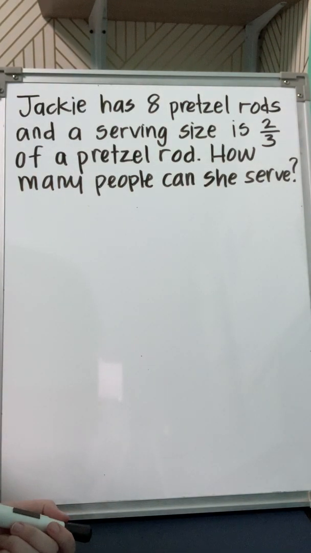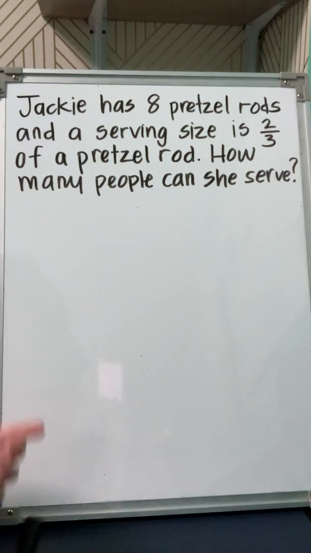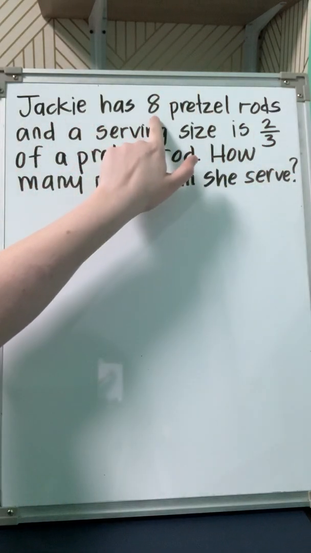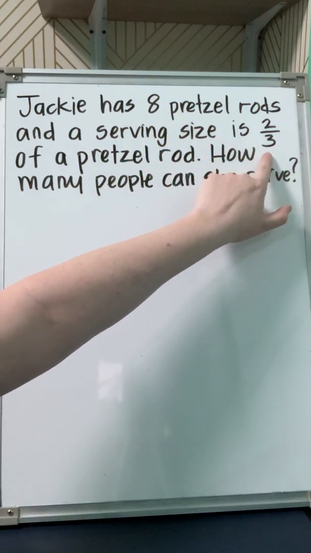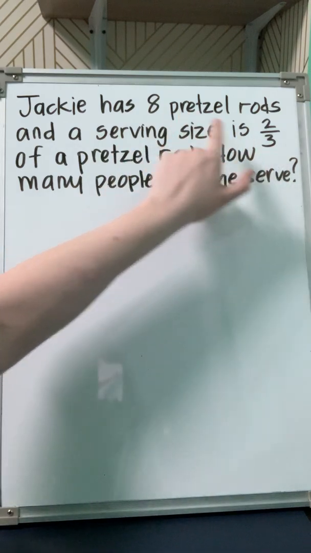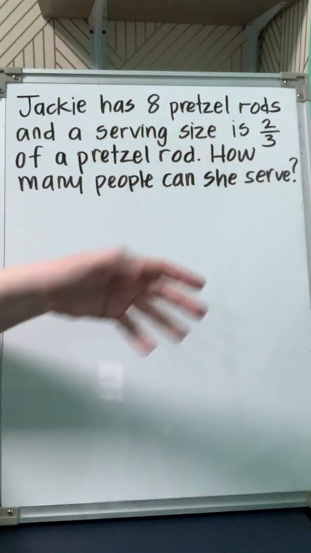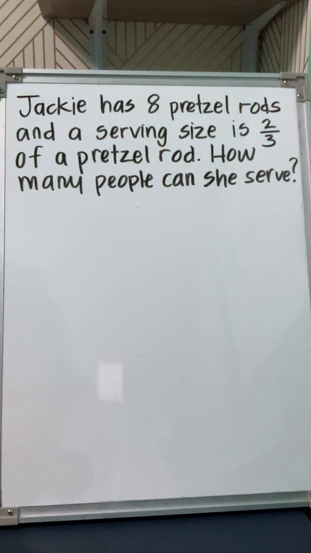So each person only gets 2/3 of a pretzel rod, and she has 8 pretzel rods altogether. So we want to know how many people she can serve. So obviously, if she has 8 of them, and 2/3 of 1 rod is a serving, she can obviously serve at least 8 people, but there's still going to be some left over, so we want to find out if she can serve more than 8 people.